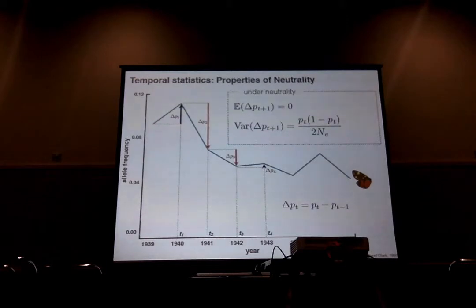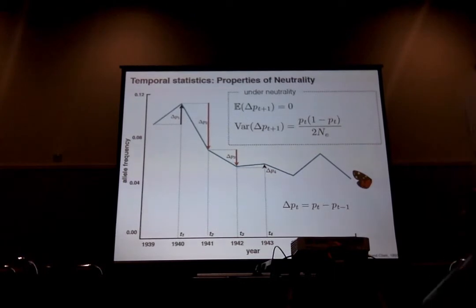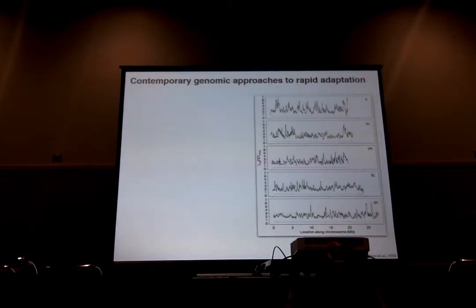And they used Wright's technology against him here. They were able to reject the hypothesis of neutral evolution, based on the variance in allele frequency change being more extreme than would be expected under a model of drift alone. And they did this by estimating effective population size through mark-recapture studies, which, as we know, has many limitations. So it's interesting to note that modern genomic approaches really haven't changed that much since these earlier studies.